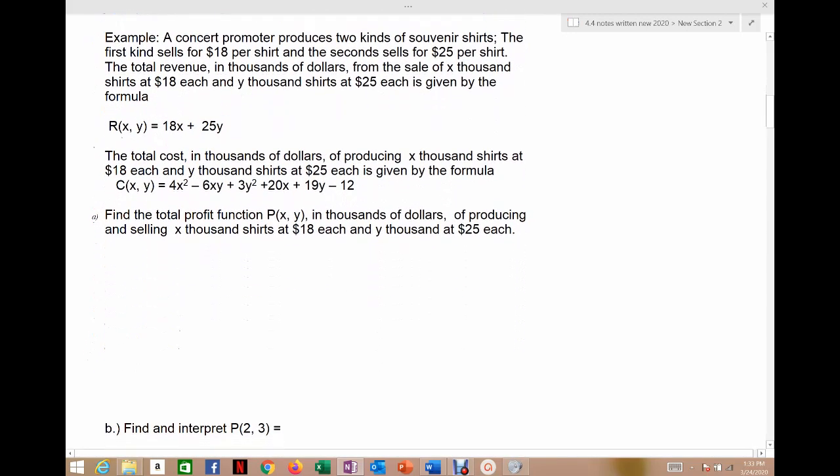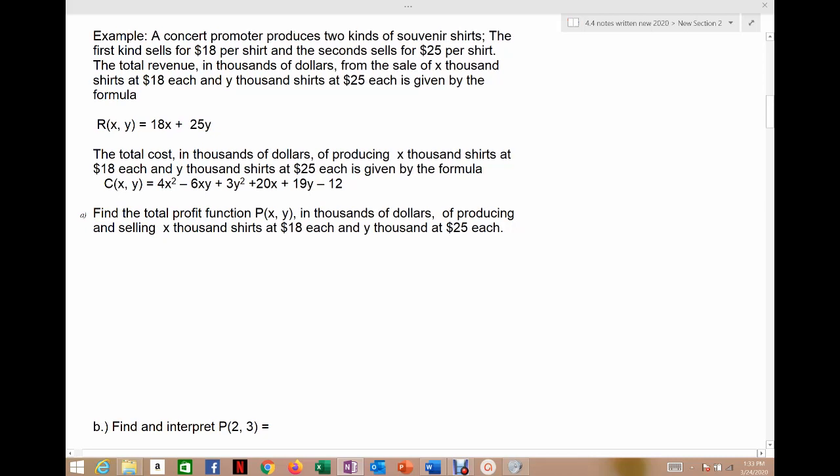All right, so I'm going to do a simple example. All right, so this first example is going to be a revenue and then get to a profit. All right, suppose we have a concert. All right, they have two kinds of souvenir t-shirts. All right, the first kind they sell for a price of $18 per shirt. The second souvenir shirt sells for a little bit higher price, maybe has more graphics, at $25 per shirt. So the revenue, and you got to keep in mind everything's in thousands of dollars and thousands of t-shirts.